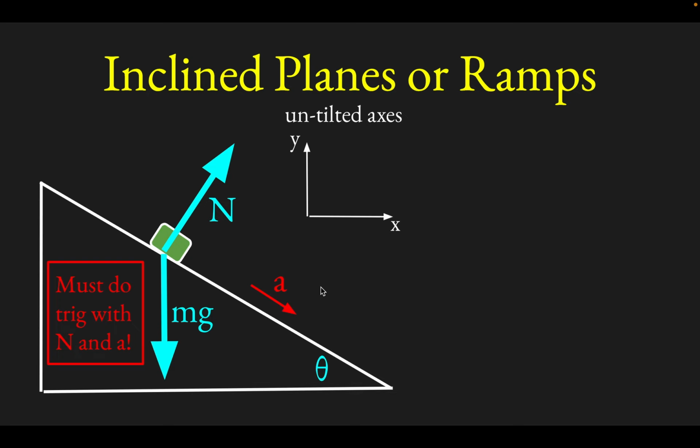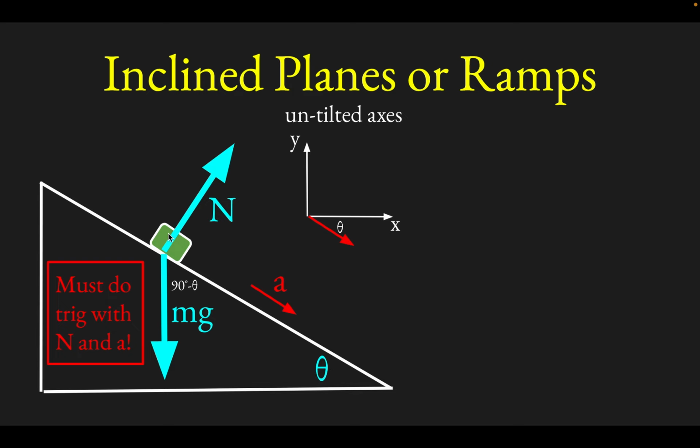But let's just see how this plays out. And again, you probably don't want to do it this way if you're handling this in your own little physics class. And again, why do you have to do trigonometry with A? It does not point along your untilted axes. So again, doing a little bit of the geometry here.